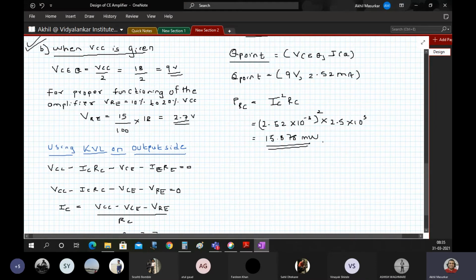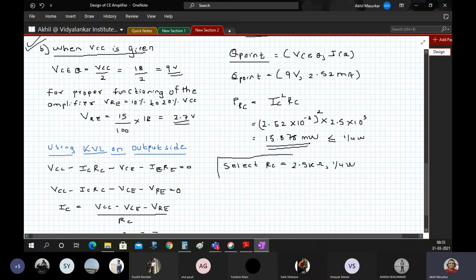So this is less than quarter watt. So now we can actually write, select the value of RC. So we can write select RC equal to 2.5 kilo ohms, comma, quarter watt.